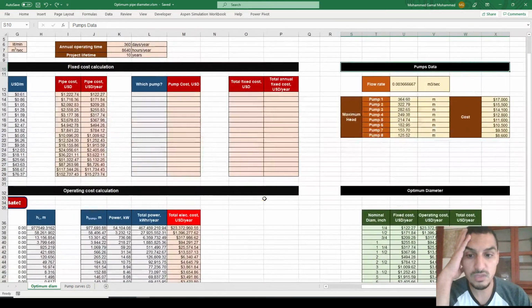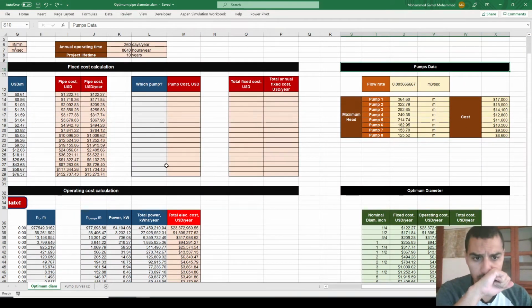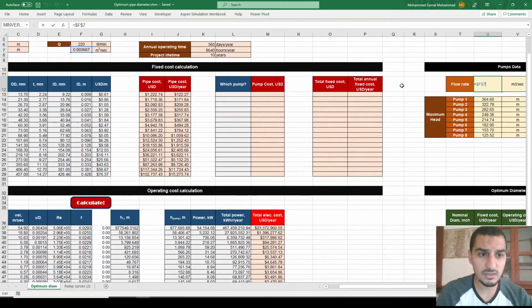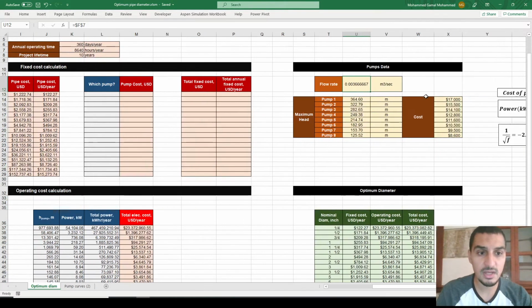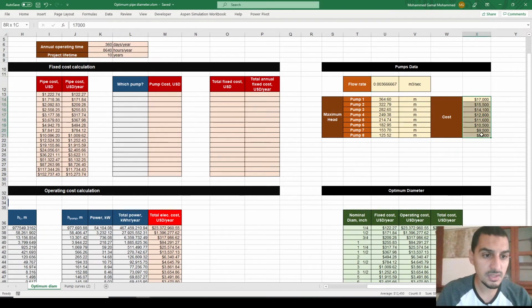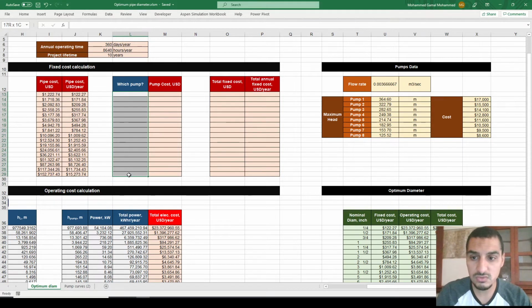So what we are gonna do now is, I have here the same equations for the pump curves, and this is the maximum head that each pump can provide. And I'm already taking this flow rate from the flow rate that I have here so that I can make the calculations easily from this cell here. And I have the price of each, or the cost that I have to pay for each one of these pumps. So what I'm going to do here is find out which pump is suitable based on the head that I have here.